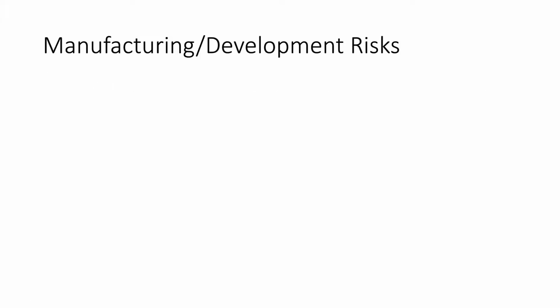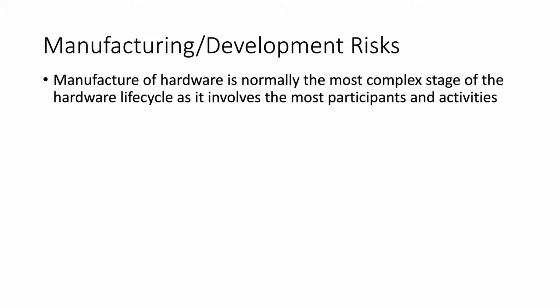So now let's move on to the manufacturing of hardware and software development risks. So the manufacture of hardware is normally the most complex stage of the hardware lifecycle. It involves the most participants and activities. So if you think about that, the more people involved, there's more likely to be a non-malicious act that's an error that causes an issue with security, or you could have malicious insiders as well.